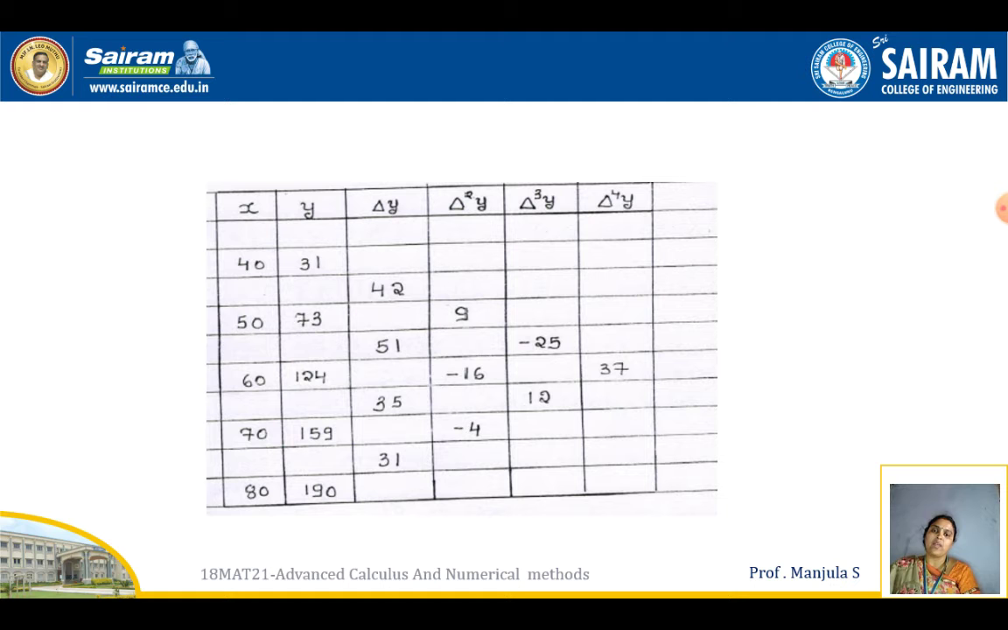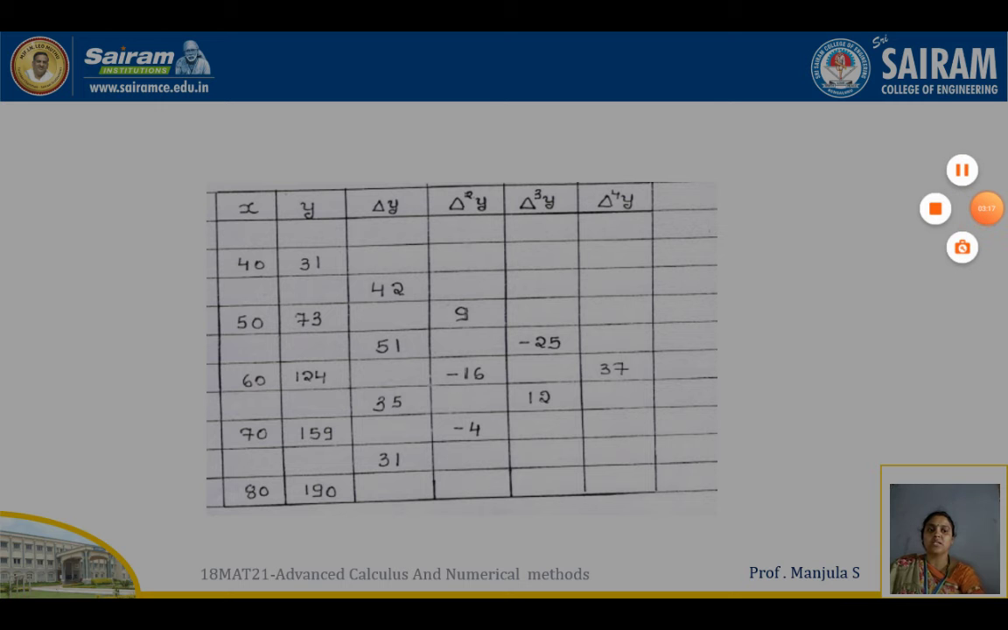The given x and y values you just write as they are: x is 40, 50, 60, 70, 80, and the y values will be 31, 73, 124, 159 and then 190. Del y values will be 42, 51, 35 and then 31. Del square y values will be 9, minus 16 and then minus 4. Del cube values will be minus 25 and then 12, and the last value, del 4 y, will be 37. So we have to construct this table.